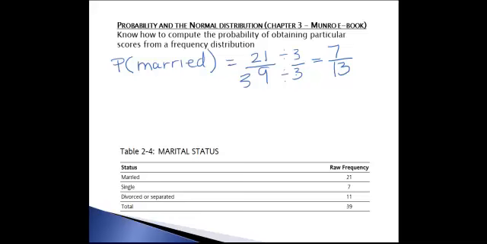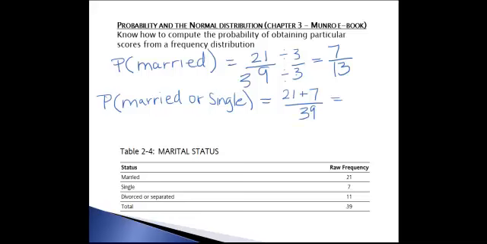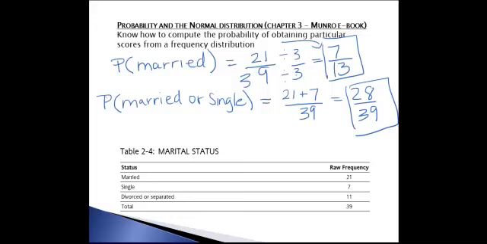And then if we had something like the probability that someone is married or single, you can look at that. Married is 21/39, and then single is 7/39. So either one of those would work. So we would add them together, and we'd leave the denominator common. 21 plus 7 is 28/39. And we don't have a common factor, so we can't reduce. Here we could reduce, here we couldn't. So this is how we would obtain probabilities from a frequency distribution. And okay, next item. Let's go ahead to the next slide.